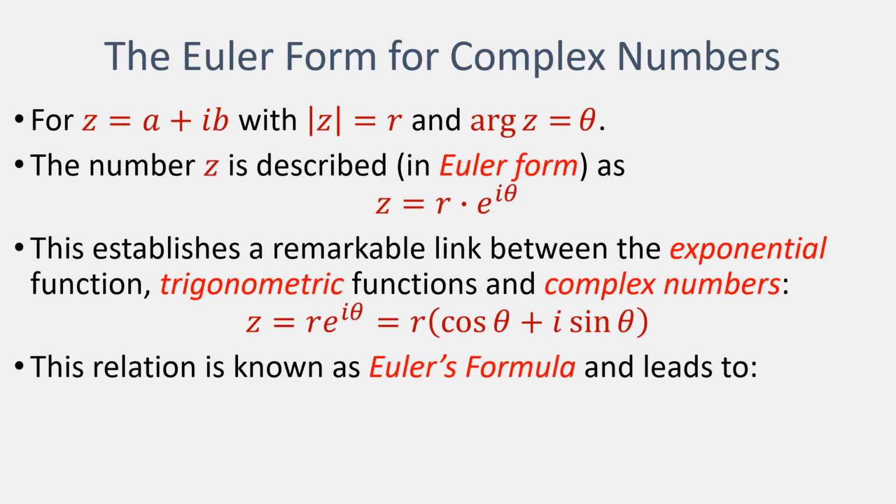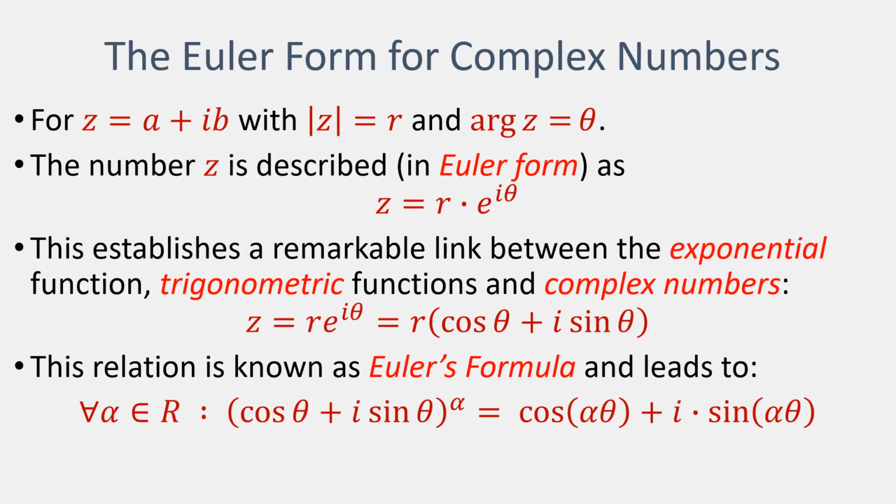And one thing we gain from that is this relationship here. If we take any real number alpha and look at the outcome of cosine of theta plus i times the sine of theta raised to that real number, that's exactly the same as taking the cosine of alpha multiplied by theta plus i multiplied by the sine of alpha multiplied by theta. So this is a very useful relationship, a very powerful relationship.